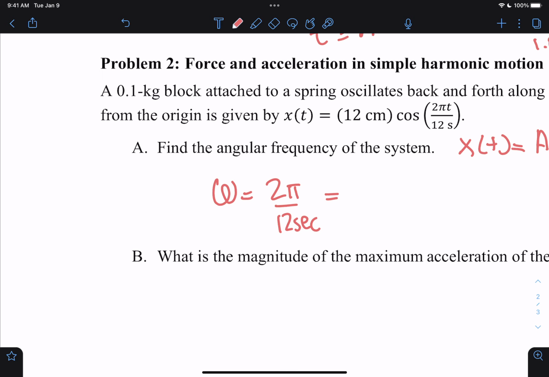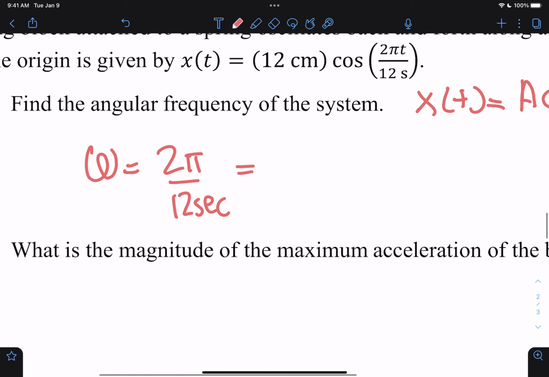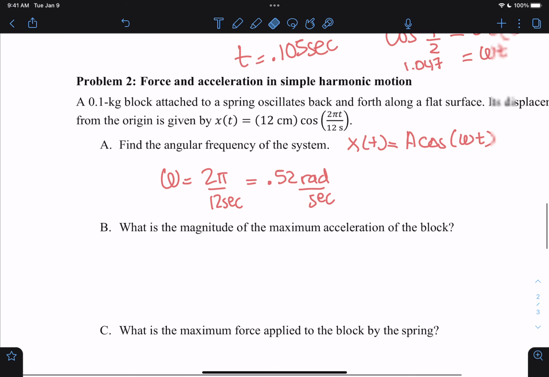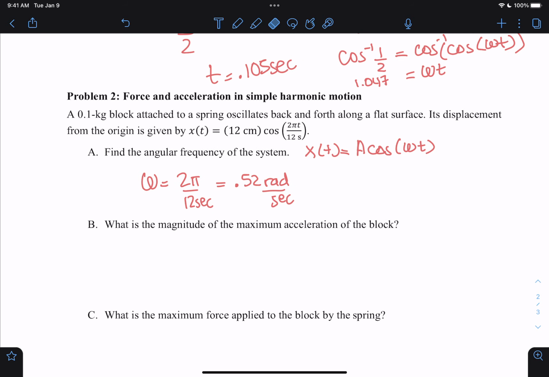And you have your angular frequency, and that's what? That's pi over 6. I think you should probably write out the decimal value. You could say pi over 6 radians per second, but I would say calculate it out, and so you get 0.52 radians per second. And you can actually estimate it too. If you think about it, pi over 6, pi is roughly 3 divided by 6, that's like 0.5. So that's our angular frequency.